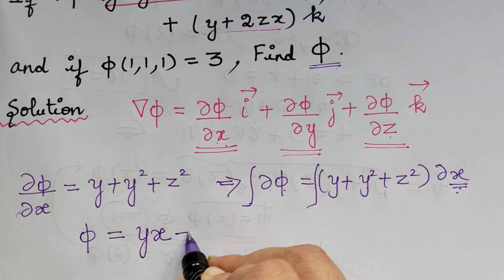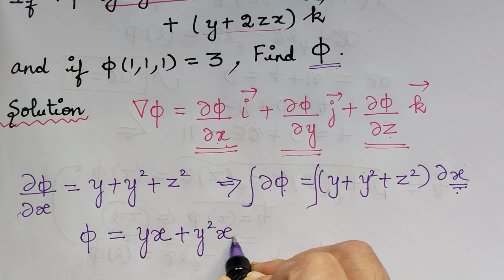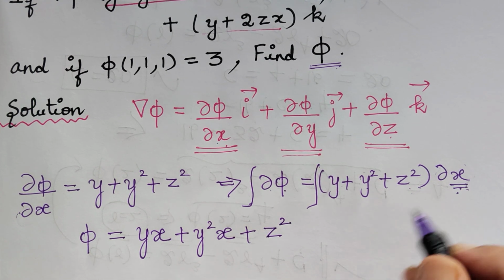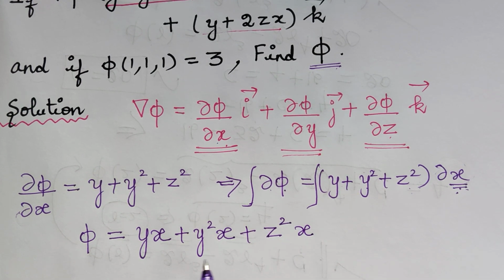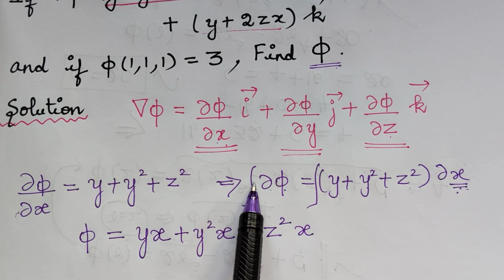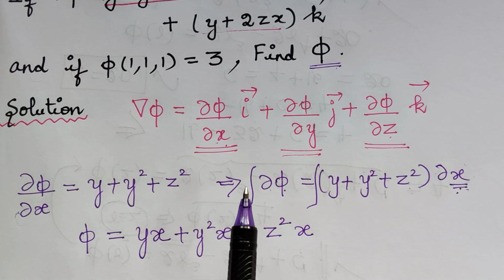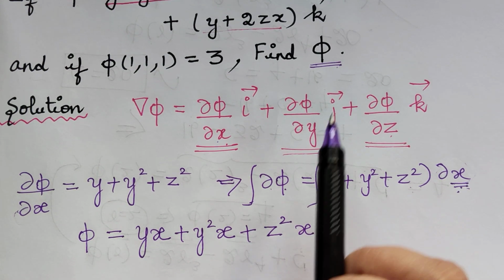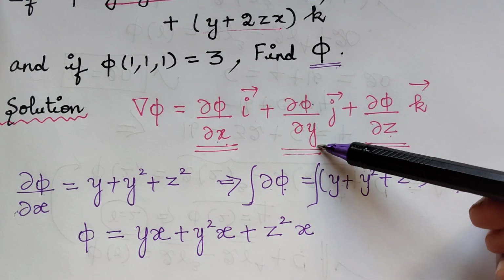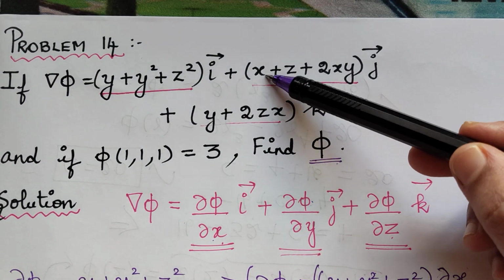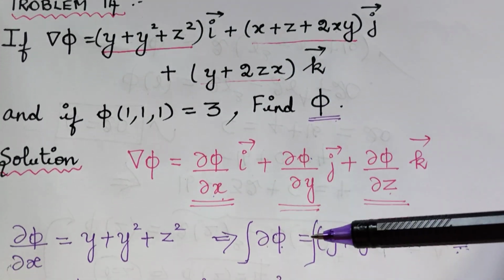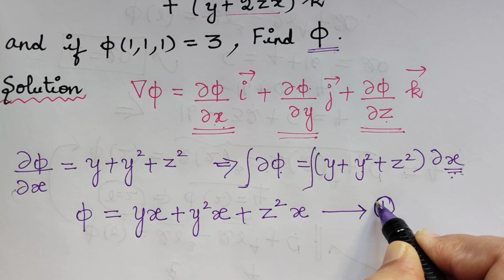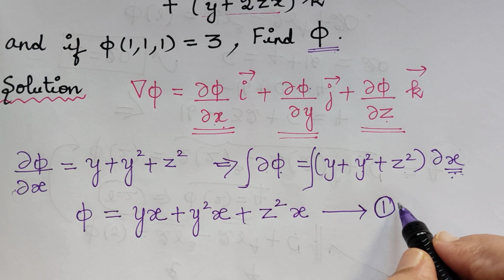Here you have y square, so plus y square x, plus z square is also a constant, so z square x. So this is what we get when we integrate, the function phi. Now in a similar way, we have to write dou phi by dou y. What is that? It is equal to the j component. Before that, we shall mark this as 1, so that I will tell you how to compare at last and write the final solution.